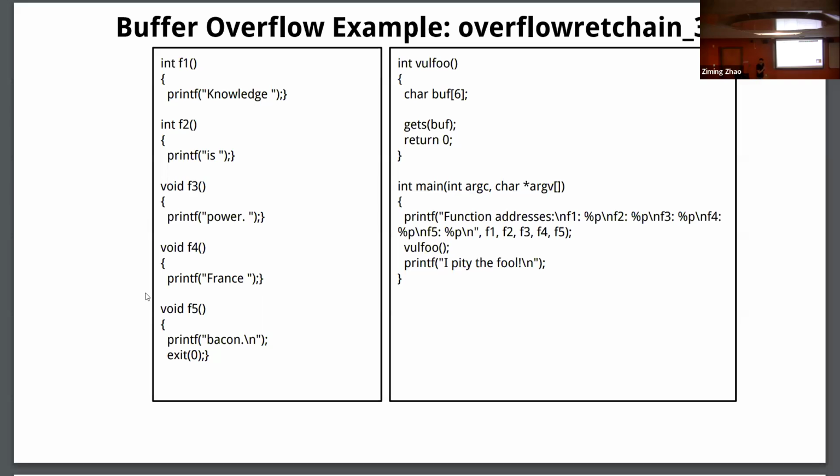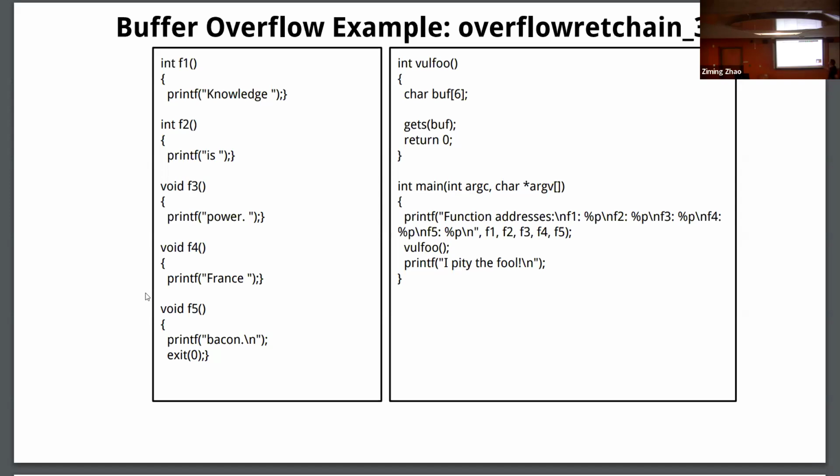Okay, so now let's play a little game here. We have 5 functions, F1, F2, F3, F4, F5. Each function prints out 1 word: knowledge, is, power, France, bacon. So how many of you know the phrase knowledge is power, France is bacon? It's a joke. There's a website about that. It's a funny story. That'll be part of your homework.